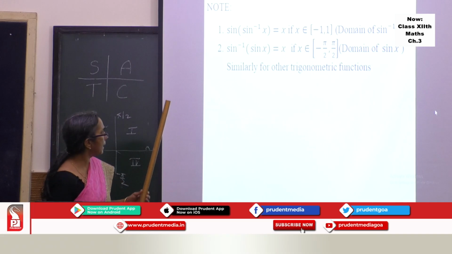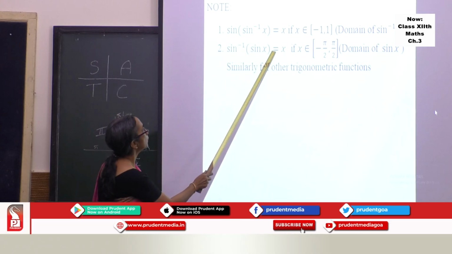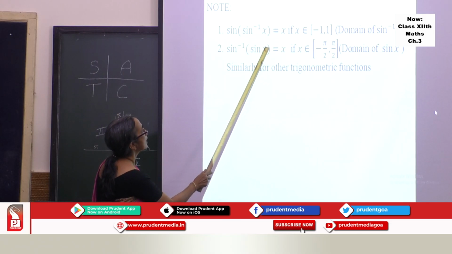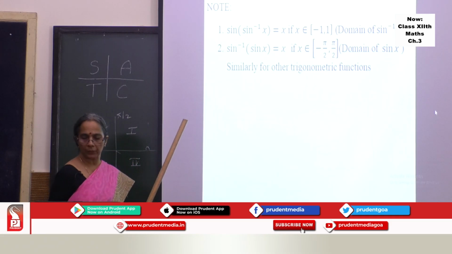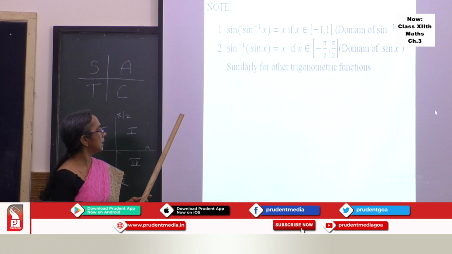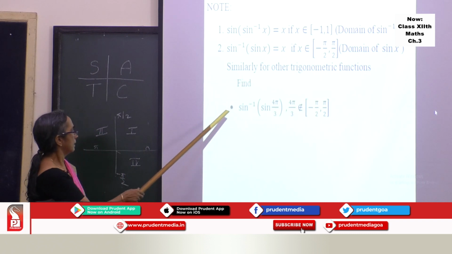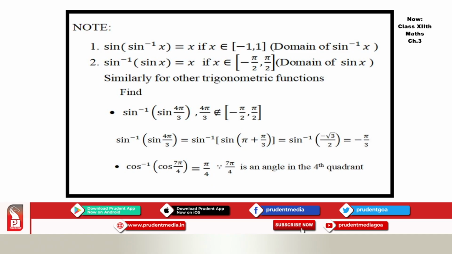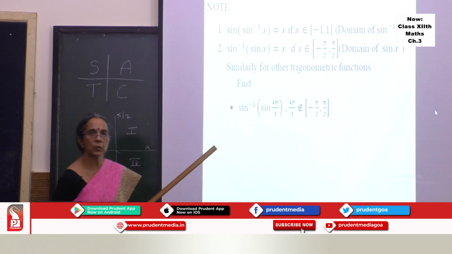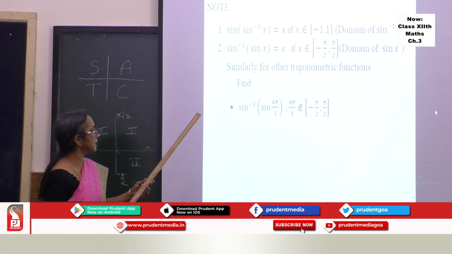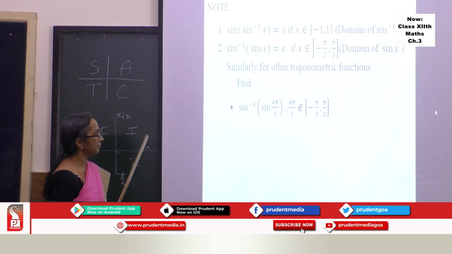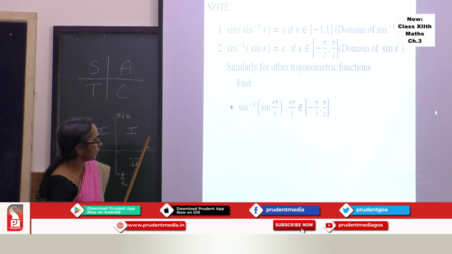But here you may sometimes get an angle which does not belong to this. Then how do we find out the value? Let me explain one or two examples. With example I will explain. Sine inverse of sine of 4 pi by 3. Here 4 pi by 3 does not belong to the closed interval minus pi by 2 to pi by 2. But still we can find the value. We will see how to find out the value.